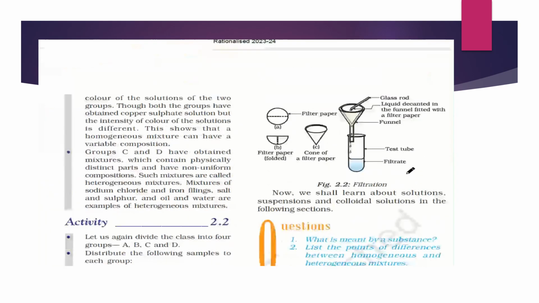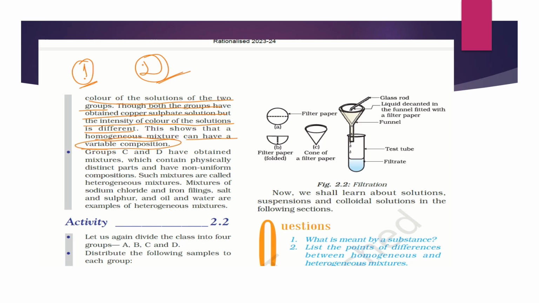Now compare the color of the solutions of groups A and B. Group A's solution will be much lighter than group B's, because group B was given 2 spatulas full of copper sulfate, whereas group A was given 1 spatula. Though both groups have obtained copper sulfate solution, the intensity of the color is different. Both are homogeneous mixtures, but their intensity of color will be different. The first will be light blue and the second dark blue. This shows that a homogeneous mixture can also have a variable composition.